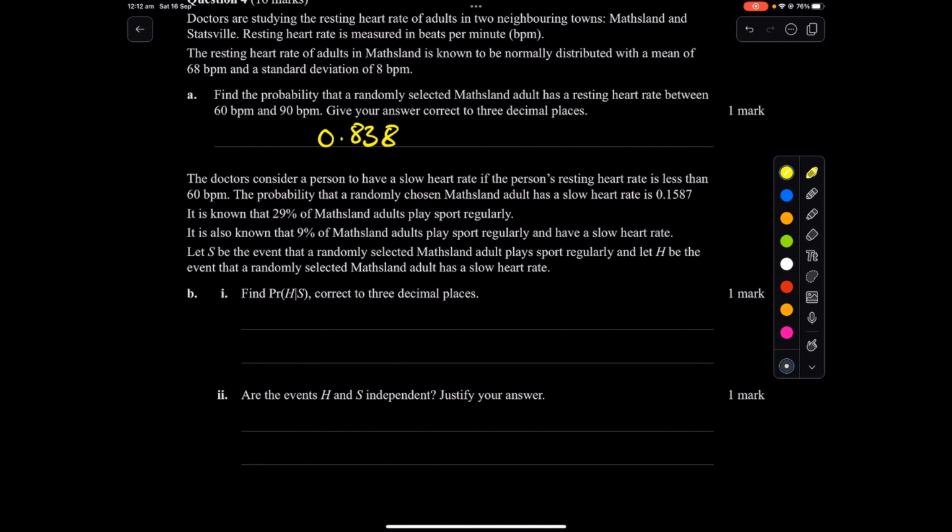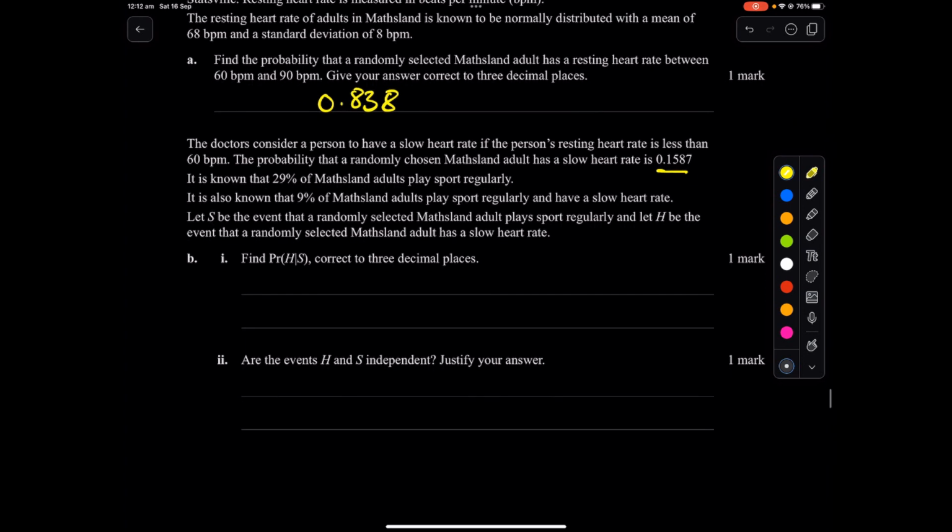The doctors consider a person to have a slow heart rate if the person's resting heart rate is less than this. The probability that a randomly chosen Mathland adult has a slow heart rate is actually this. It is known that 29% of Mathland adults play sports regularly. It is also known that 9% of the Mathland adults play sport regularly and also have a slow heart rate. Let S be the event that a randomly selected Mathland adult plays sport regularly, and let H be the event that a randomly selected Mathland adult has a slow heart rate. So what's the probability of this?